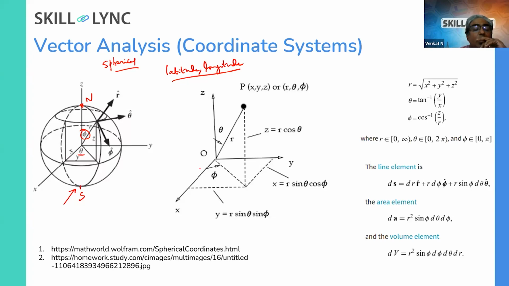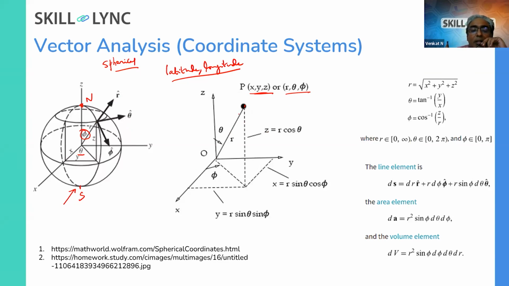And when you try to bring it to the Cartesian coordinate system, again, the same point P here, you can see r cap, theta cap, and phi cap are unit vectors in the spherical coordinate system. And when you bring it to the Cartesian coordinate system, what happens? So this is your point P. What are its x, y, and z in terms of r, theta, and phi?